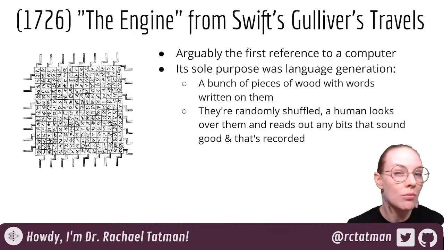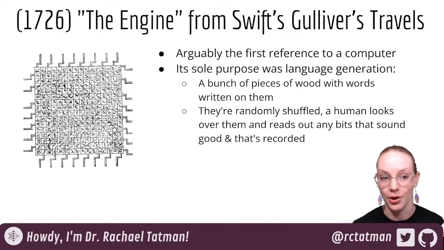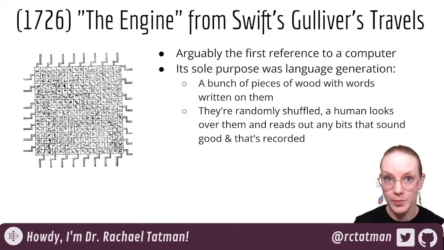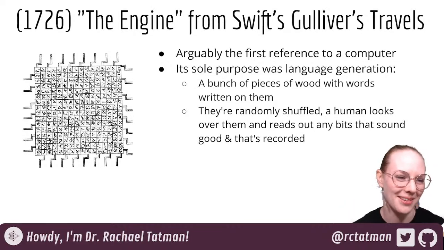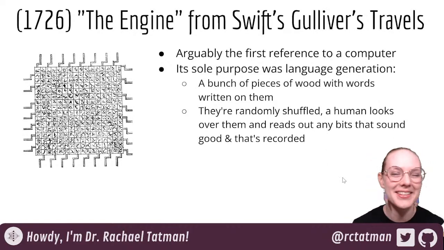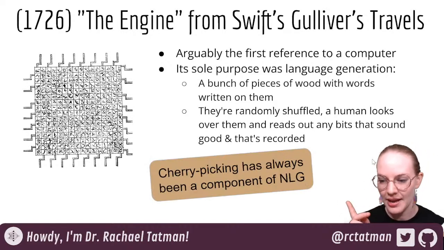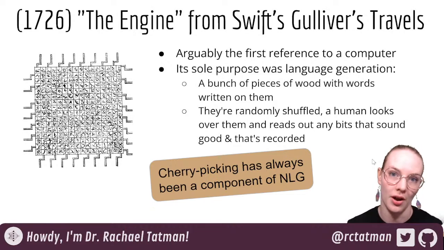And again, depending on who you talk to, sometimes people will talk about other things as being the first idea of a computer, but this is one that comes up a lot. So this desire to generate language has always been foundational to our desire to build computers. Obviously, computers don't look like this right now. Not the internals, but certainly some of the stuff we're doing with them. Yeah, and so I just want to make that point again that this human filtering component, this cherry picking, has pretty much always been there when we talk about natural language generation. And I would argue it is very much still there today.